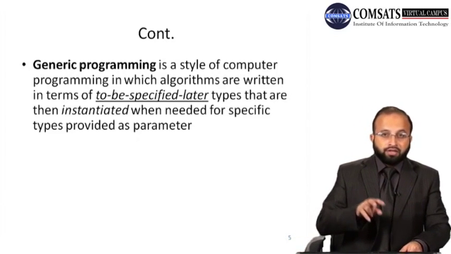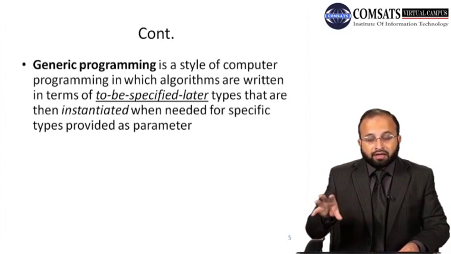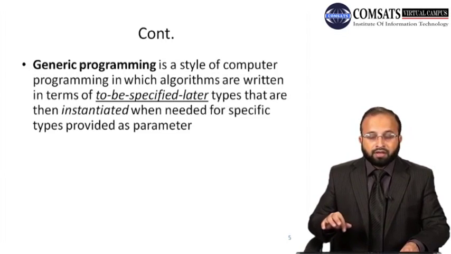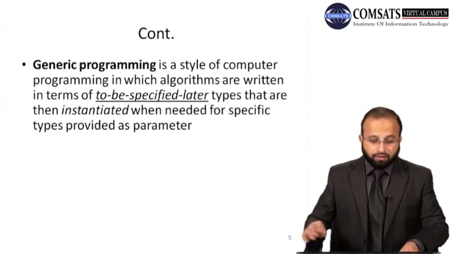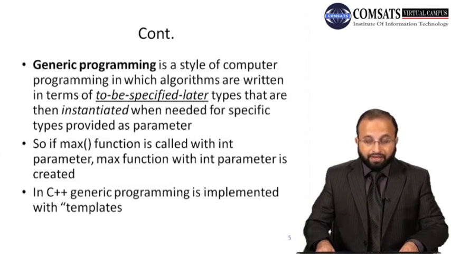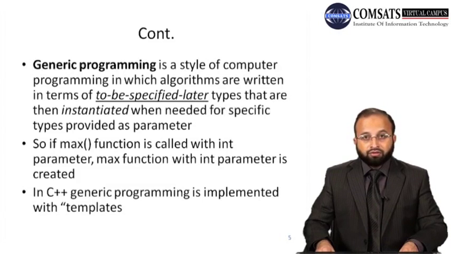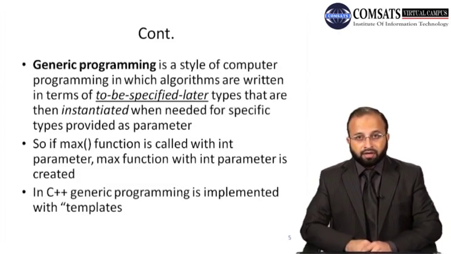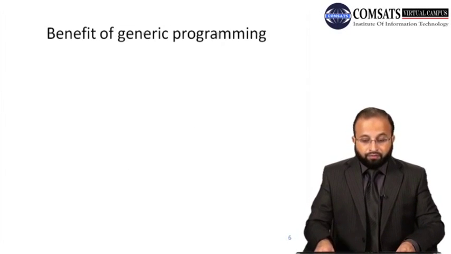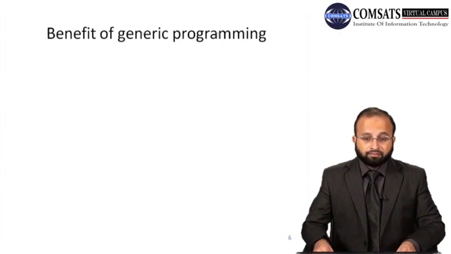If I am calling that function with an integer, then an integer version of that function will be instantiated. If I am calling that function with a floating point value, if I am passing 5.5, 6.5, then the version of the max function is instantiated with the floating point value, and so on. So if the max function is called with an int parameter, the max function with int parameter is created or invoked. So in C++, generic programming is implemented by using templates. Okay, so we now have the concept of generic programming, what generic programming is, and in C++ we can achieve it through templates, right.